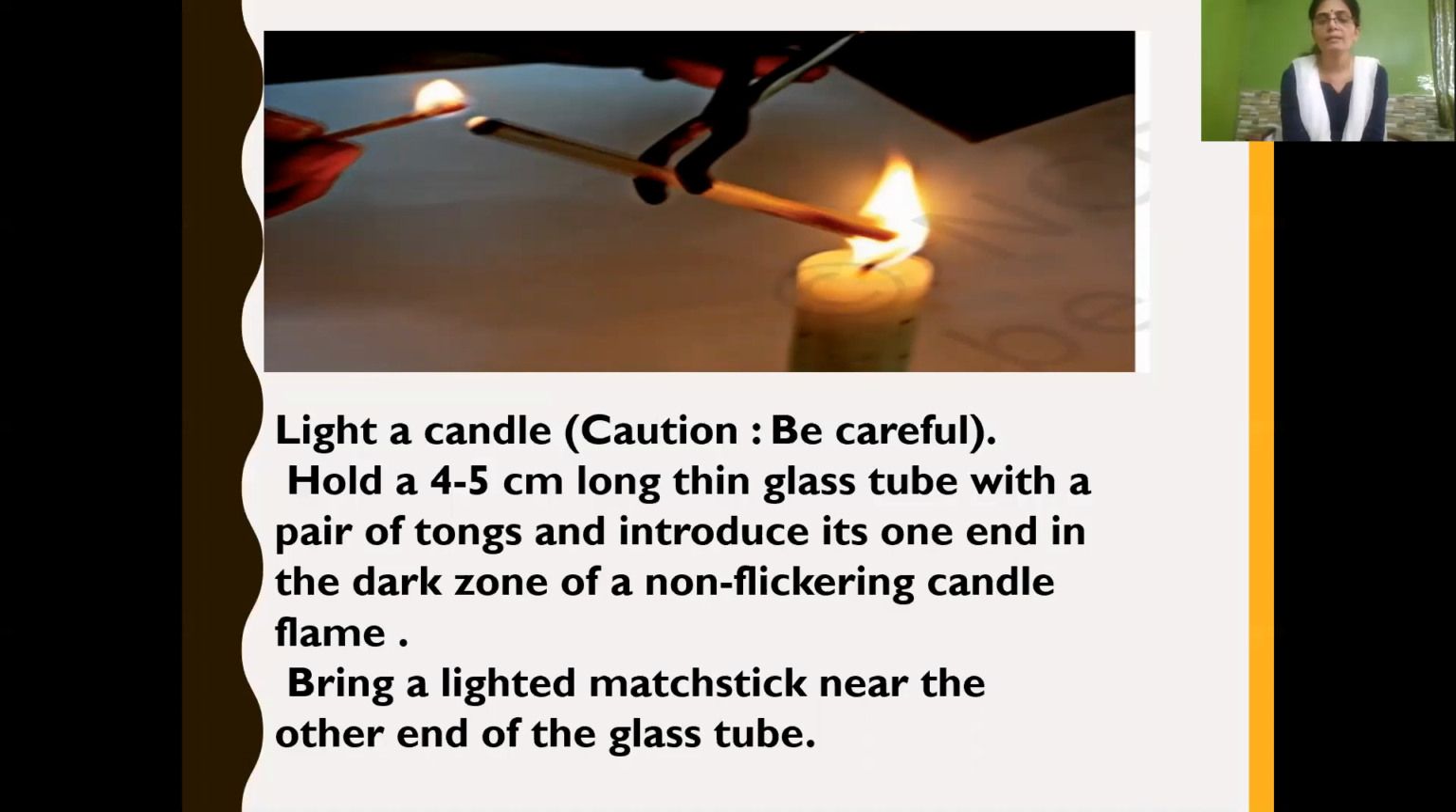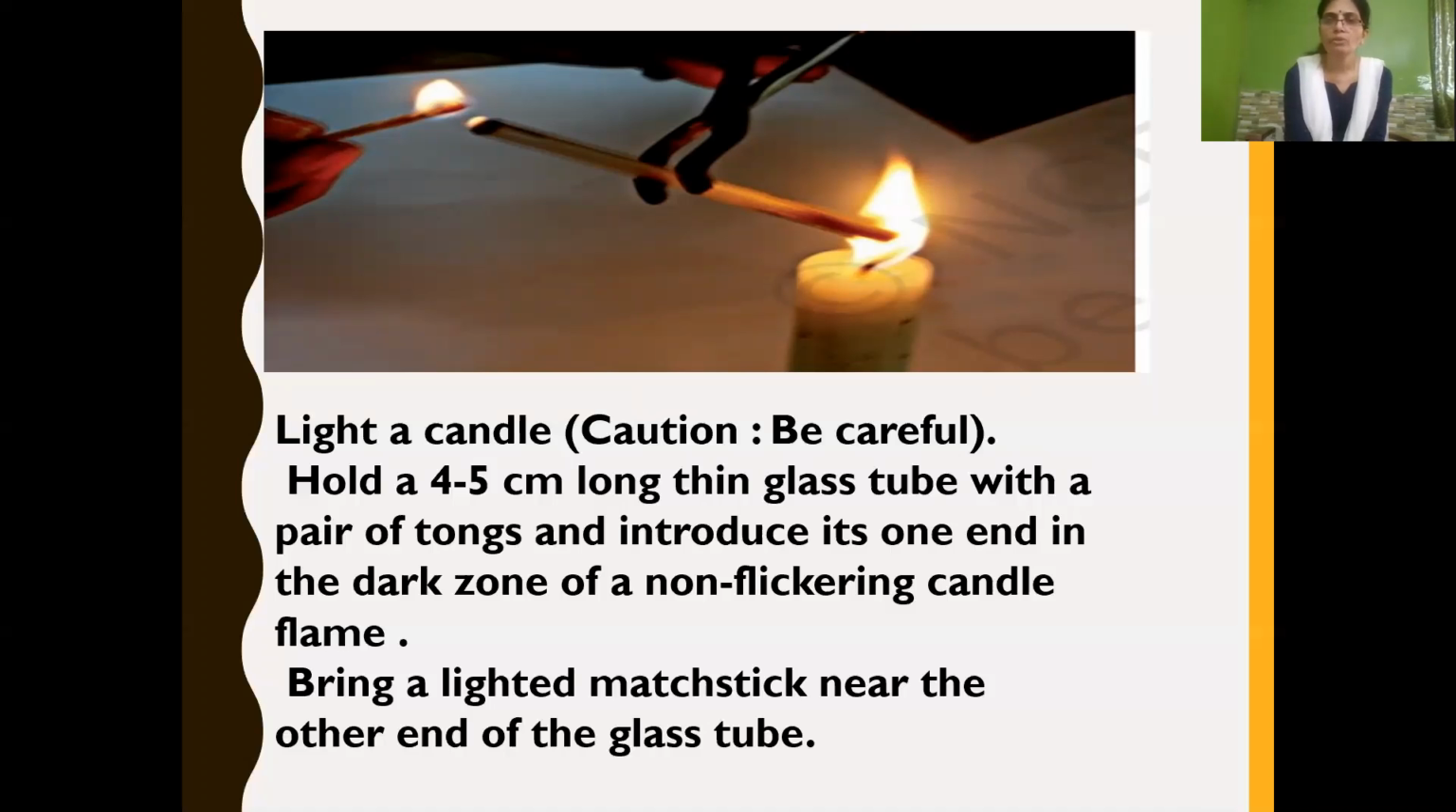Now bring a light. Again, you first light a candle, then hold a 4 to 5 centimeter long thin glass tube. Glass tube in the sense, at the center you can see a hole will be there. Got that? You have to hold the glass tube with a pair of tongs and keep one end of the glass tube in the flame of a candle.